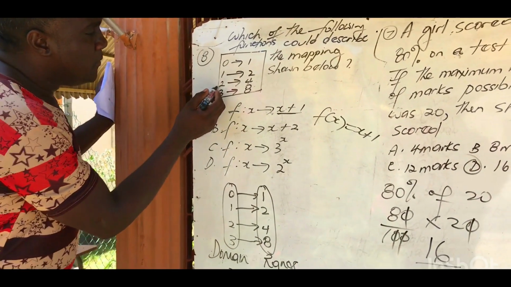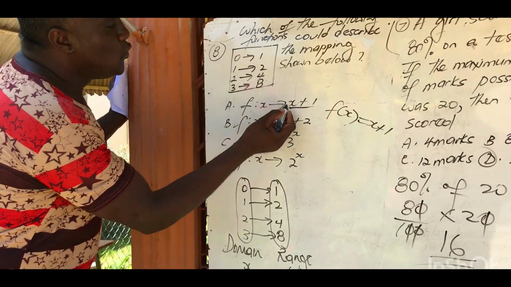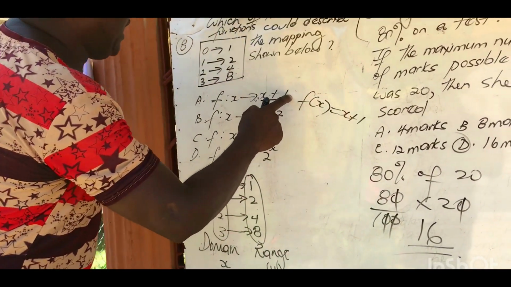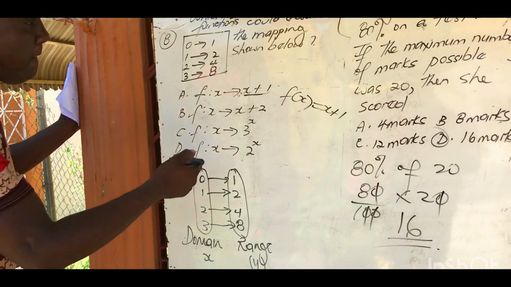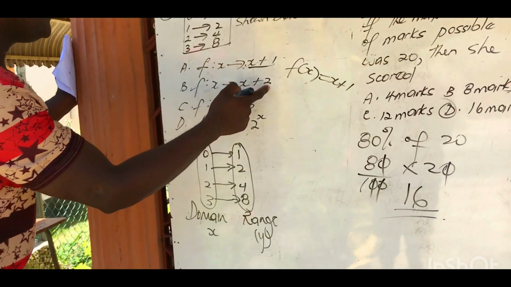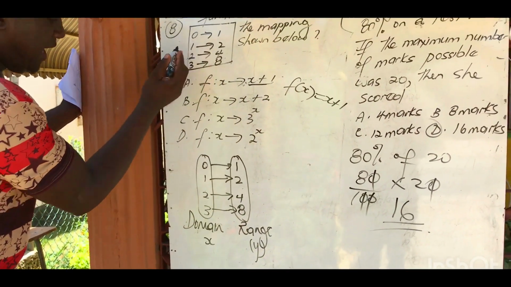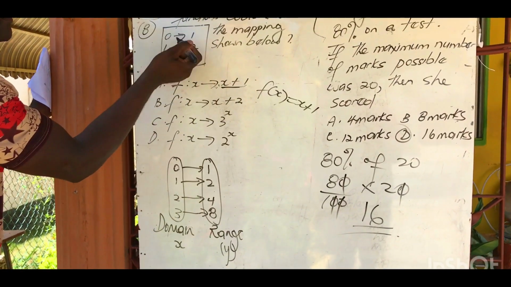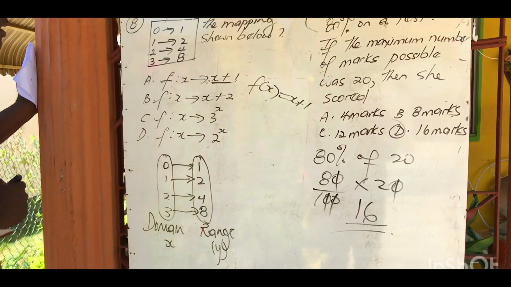Let us look at 2. Now if x is 2, 2 plus 1 is 3. But what we have here is 4. So clearly this relation is not our answer. Then we check f of x maps onto x plus 2. Now if x is 0, 0 plus 2 is 2, but our answer here, we need to get 1. So this is clearly not correct.